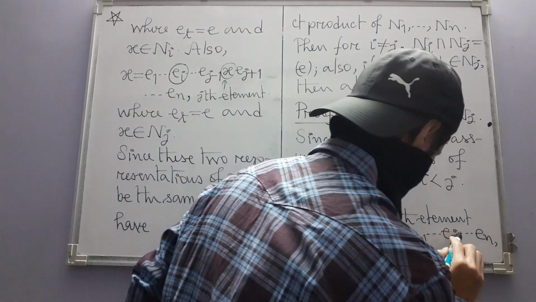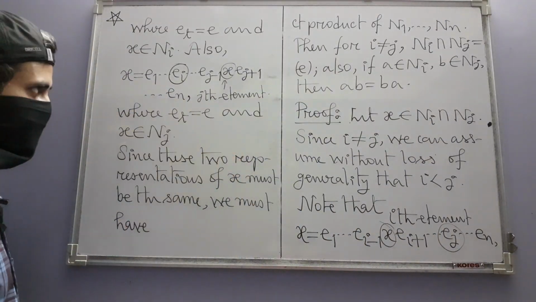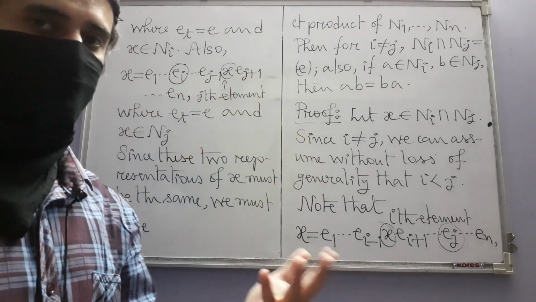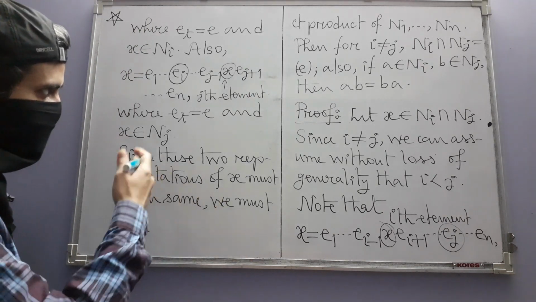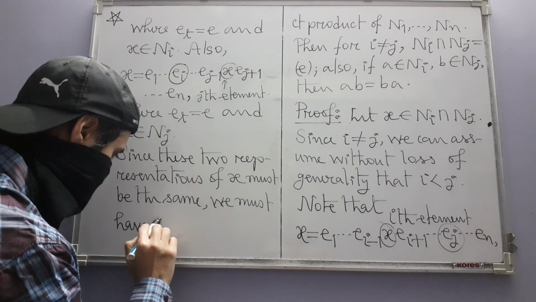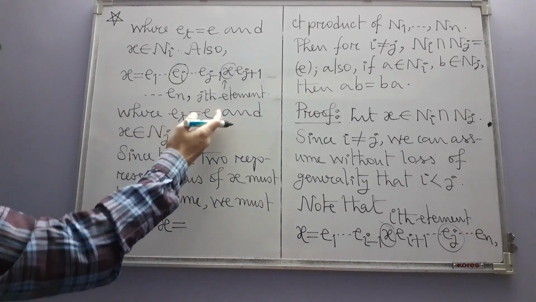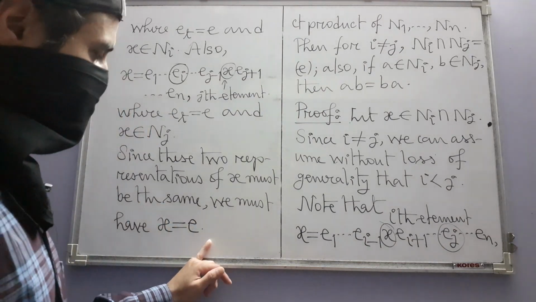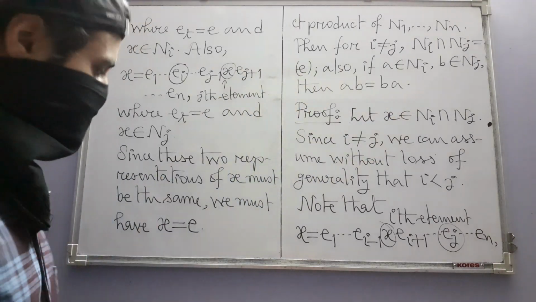The jth element in the first representation must be identical to the jth element in the second representation, which gives us x equal to ej. And that is why no matter which way you argue, you ultimately are having this x equal to ei or ej, both of which are nothing but e. And that's how we end up concluding that x actually needs to be equal to e.